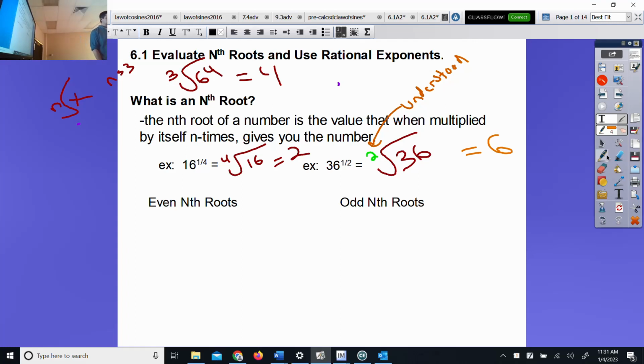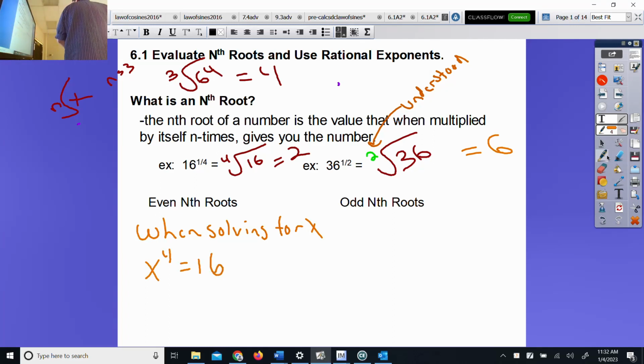Here's where we're talking about even roots and odd roots in relationship to when you solve for x. The big deal here is what we write here is about when solving for x. So the 4th root of 16, is that an even root or an odd root? Even, 4 is even, kids. Besides 2, what else multiplied by itself 4 times generates 16? Negative 2. When you're talking about something like this, x to the 4th is 16, so x is the 4th root of 16. The answer here is actually plus or minus 2.